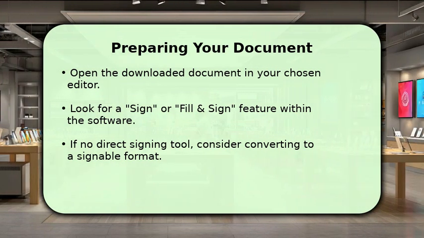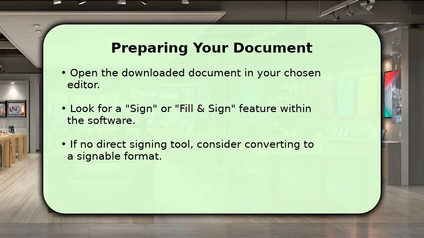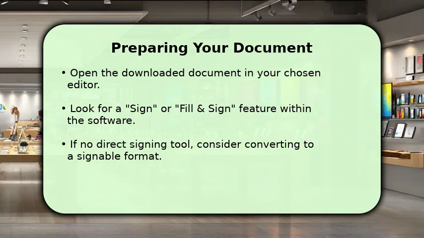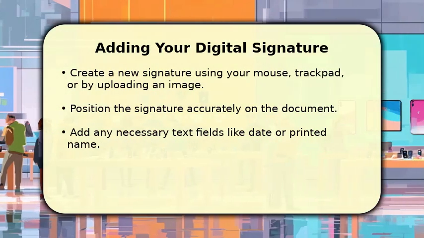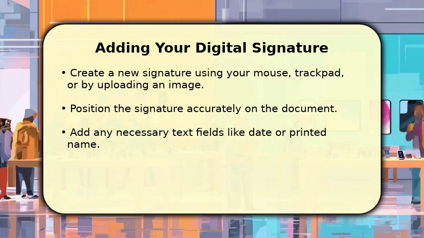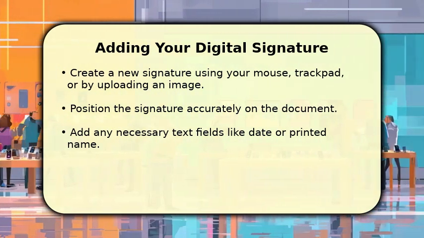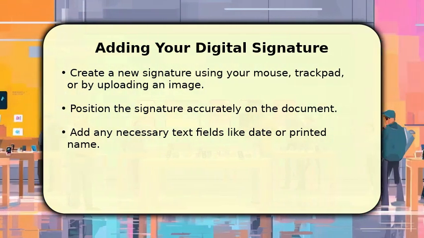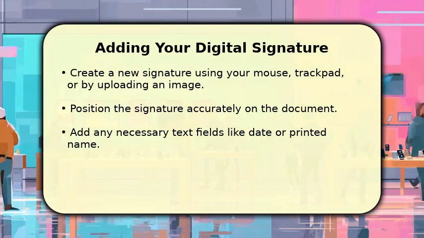If your current software lacks this direct functionality, you might need to convert the document into a more signable format, such as a fillable PDF, to proceed efficiently with the signing process. With the document open in your signing tool, it's time to add your signature. You typically have options to draw a signature using your mouse or trackpad, or to upload an image of your handwritten signature. Carefully place the signature in the designated area on the document.